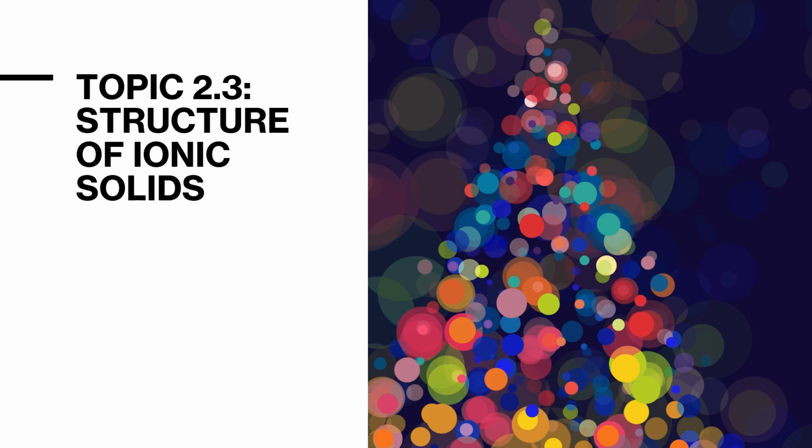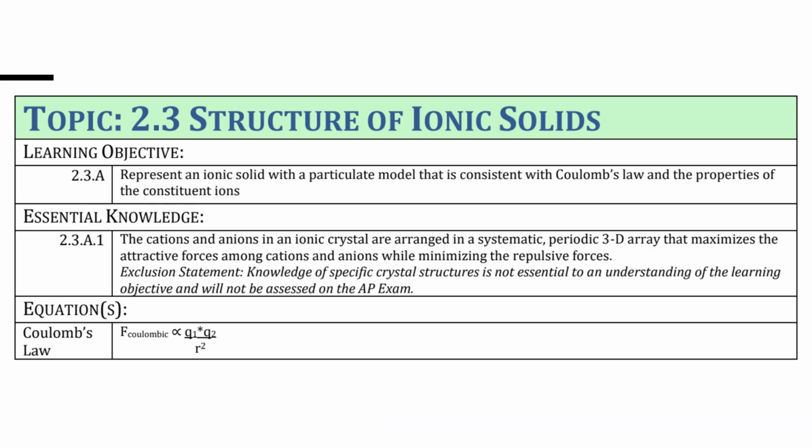Hello, this is Dr. B, topic 2.3 for AP Chemistry, structure of ionic solids. Ionic solids. The objective is to be able to represent an ionic solid with a particulate model that is consistent with Coulomb's law and the properties of the constituent ions.